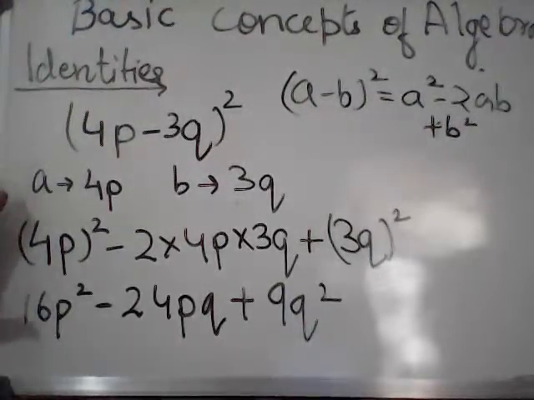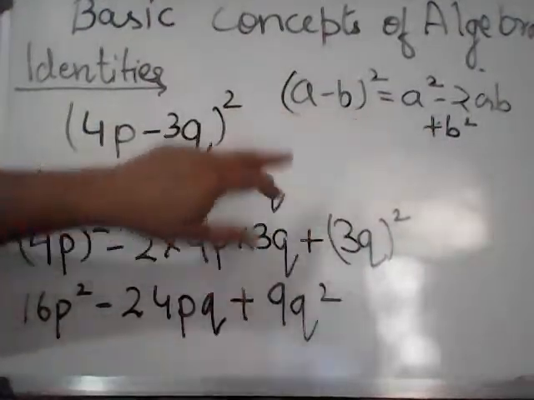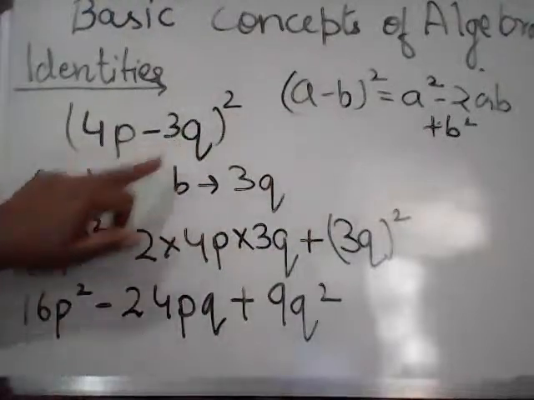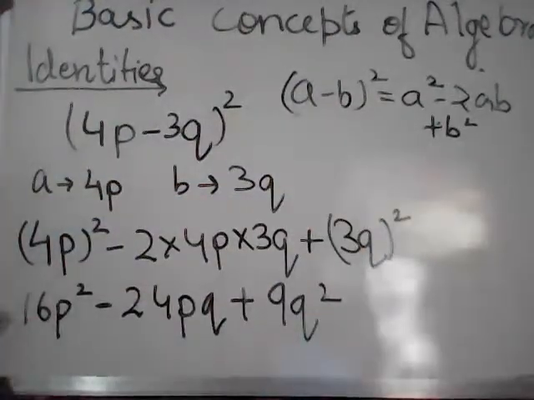This is how we have done this question by using identity. Now I will solve it normally, then you will find the difference between the two. I think it is clear that we will compare these terms with the identity. Here we find that a is equal to 4p and b is equal to 3q. Putting it in the right hand side of the identity, we get this answer.